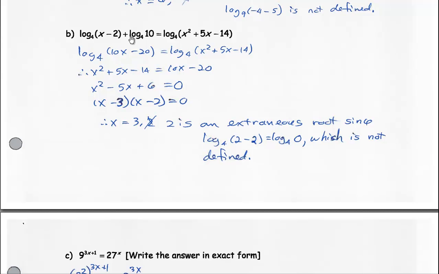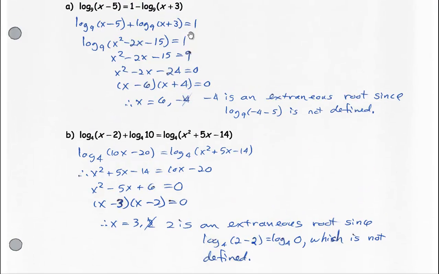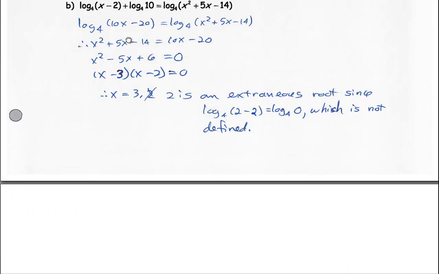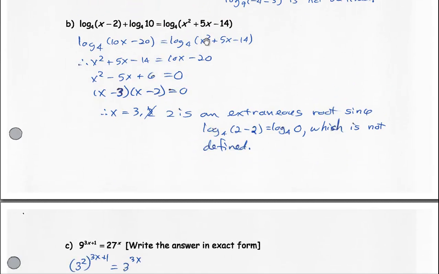For b here, what I did was I combined these two logarithms together. So they're added, so we would just multiply the 10 by the x minus 2 to get 10x minus 20. And we have one single logarithm on the right side here. So if you can write both sides as just a single logarithm, in this one it was a little bit different from the last one, because we had the 1 on this side as well. So if we write them both as log base 4 on both sides, then we can drop the logs.